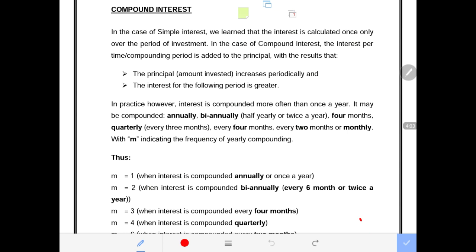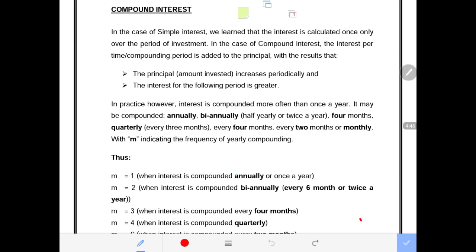Now, M indicates the frequency of yearly compounds. That means if the interest is earned or compounded annually, that is indicated as M. M indicates the frequency, meaning how often we are compounding the interest, or how often we are adding the interest back to the principal or the capital that we initially invested. When we deal with the formulas, it will be indicated as M, and you will see that as we go further. That therefore means that if the interest is compounded annually, the interest is compounded once a year, which I've highlighted as once a year.